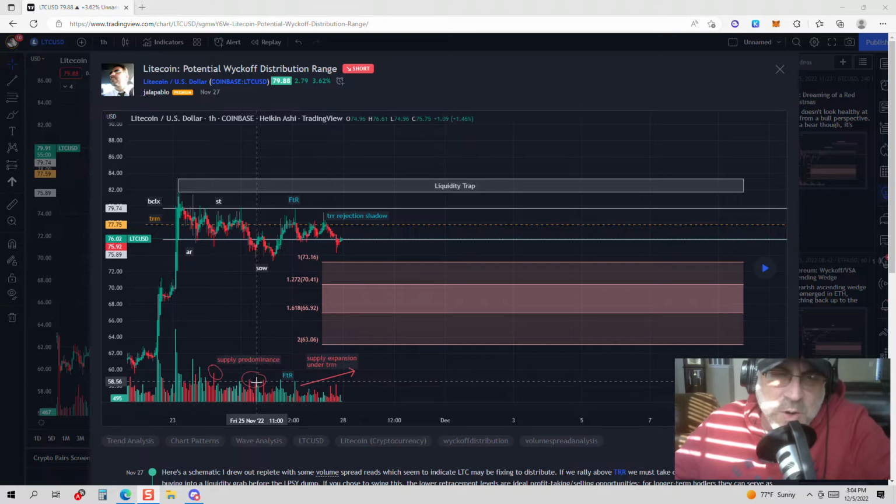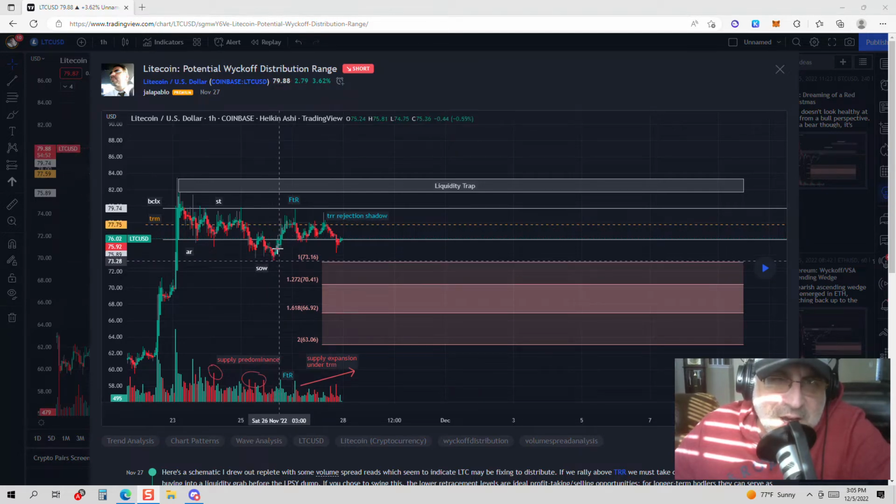So that's how I determine, in a nutshell, volume predominance, either supply or demand. Then down here, we had this shakeout area, or sign of weakness, SOW, I just labeled it. And then it came back up to the trading range midpoint, and it wicked to trading range resistance.